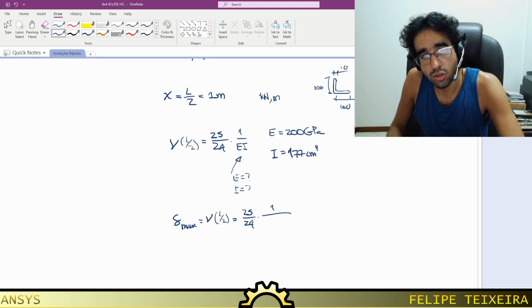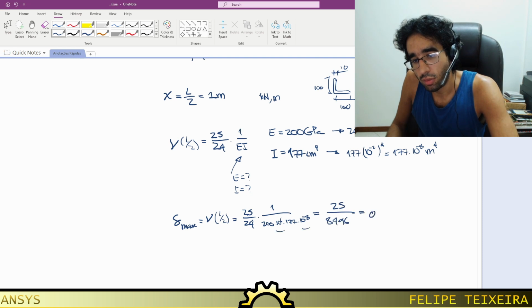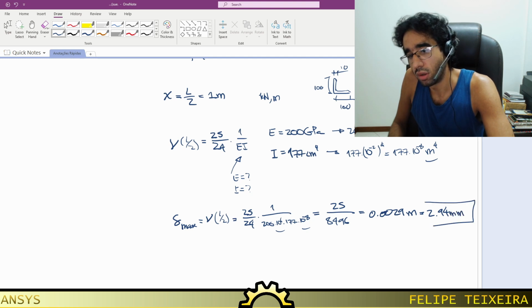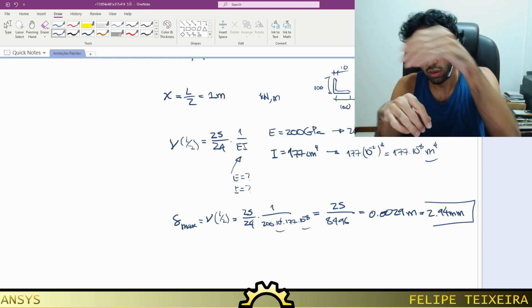Alright, so I need to use these same units here and here. E times I is equal to 200 times 10 to the 6 times 177 times 10 to the minus 8. So we get 0.0029, and since we're using meters, this is meters, or 2.94 millimeters. So this is the value of the deflection in the middle of the span of our simply supported beam with a uniform load.